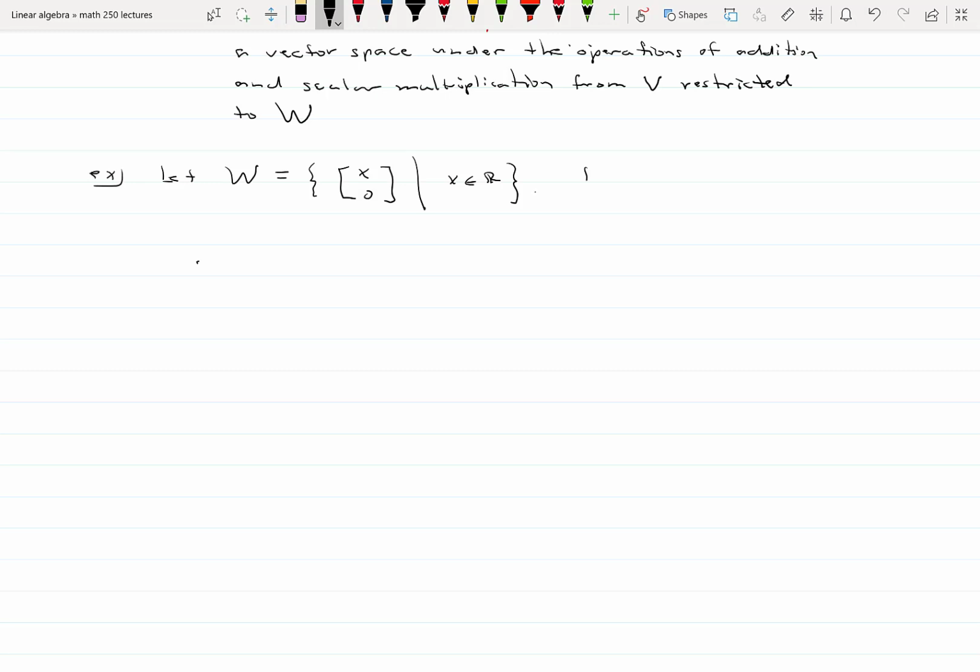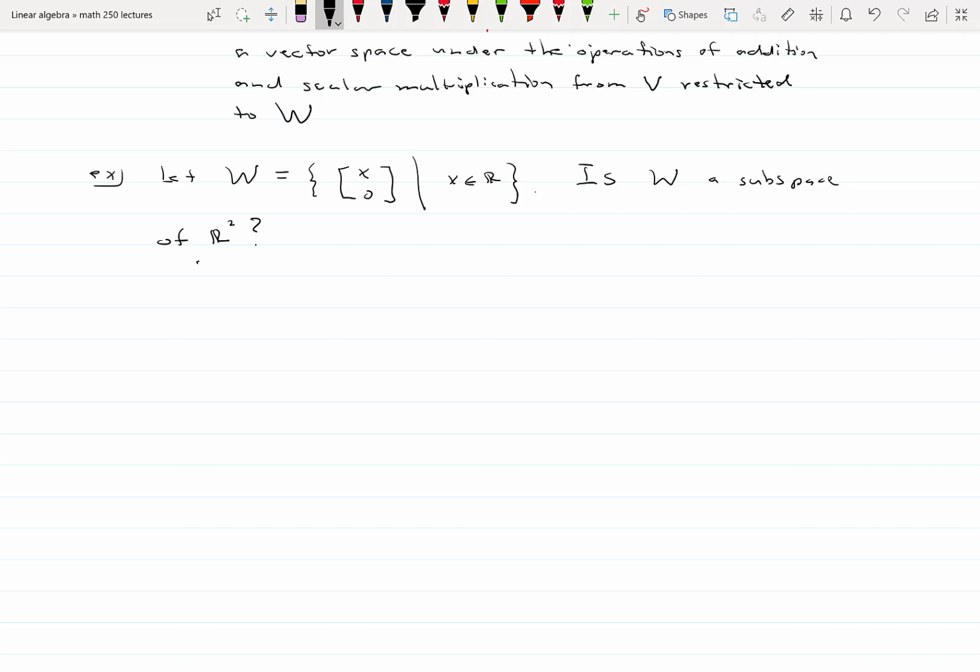So the question is, is W a subspace of R2? Does this subset of R2 actually form a subspace or a vector space using the same operations of addition and scalar multiplication? Well, what does this subset look like?